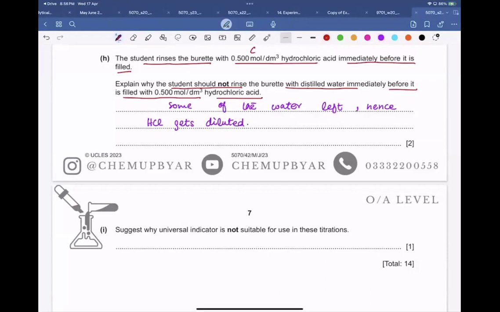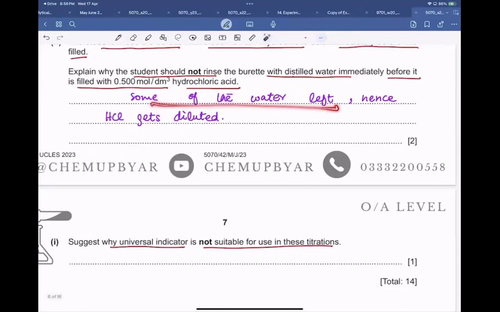Okay. Now, suggest why universal indicator is not suitable for use in this titration. Yes, so I wrote 2 points. The first point is, see, some of the water is left. Diluted means there is water. So when we add the HCl in it, there is water inside, so that instead of the exact amount, a lesser amount of HCl would enter, and the water makes it dilute. Diluted means that there is water. So obviously, due to the water, not the actual quantity of HCl gets filled inside the burette because of some water present inside. Is it clear, Rahim?